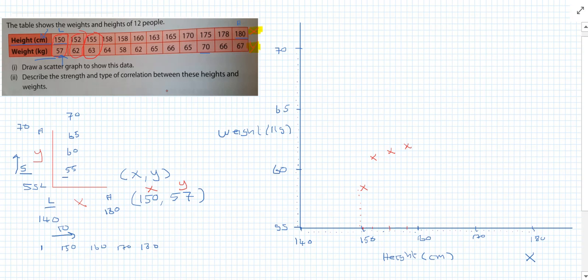Okay, so that's our second point. So it's that one. 158. We're on the same line, so it's just above this one. Or so it's going to be below, so it's going to be 58. So it's going to be on this one here, but 58. 1, 2, 3, 4, 5, 6, 7, 8. Okay, so it's going to be here. So that's that one.